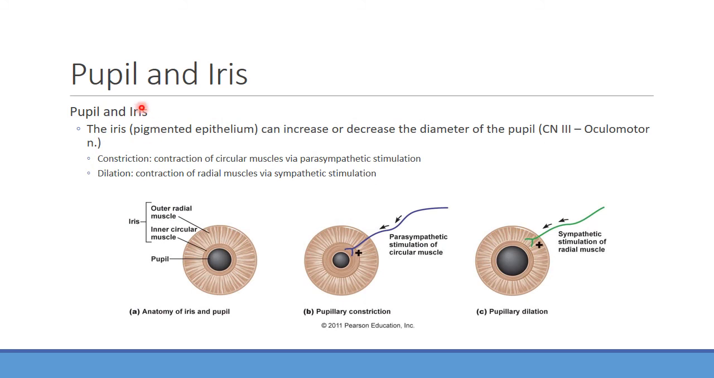Okay, so looking at the pupil and the iris, and not the iris out there, but the iris in your eye. Again, we're going to have this pigmented epithelium here that can increase or decrease the diameter of the pupil, and this is where cranial nerve number 3 comes in. This is our oculomotor nerve. Basically this can be affected by both sympathetic and parasympathetic fibers. So essentially what you can see here is when you have constriction, this is going to be a contraction of these circular muscles. That's going to be via the parasympathetic stimulation. So you guys know what neurotransmitter is going to be responsible for this?